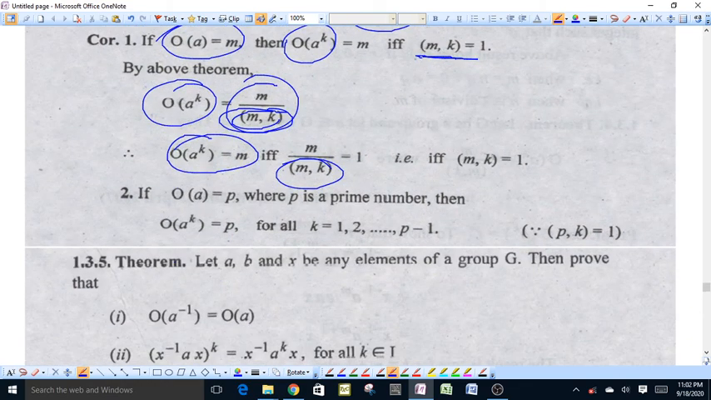If the order of element a is equal to p, where p is a prime number, then the order of a raised to power k will be equal to p, because for all prime numbers the GCD will be equal to 1.